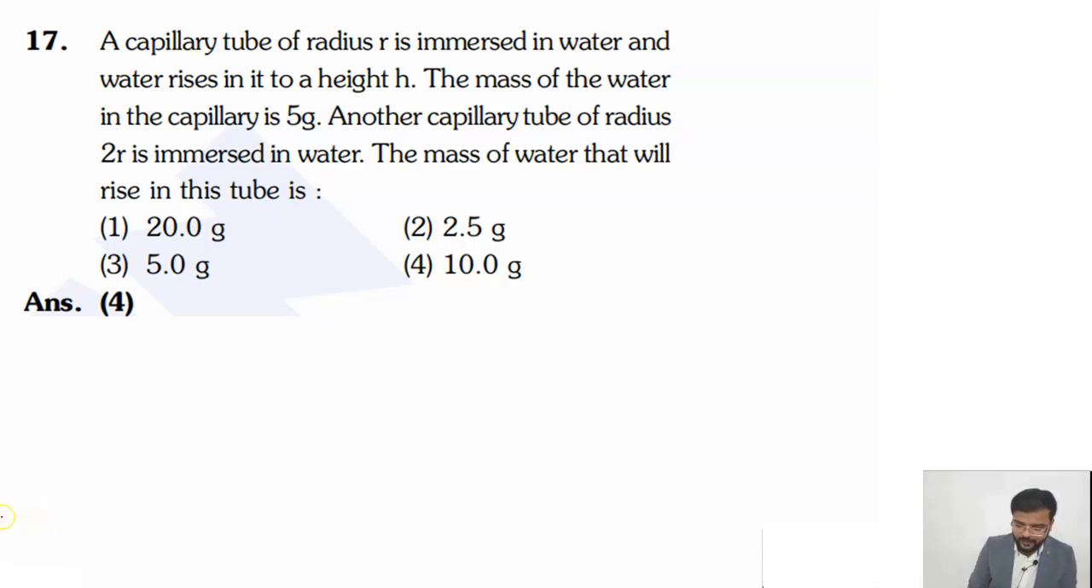So here we are having one capillary tube, and the radius of this capillary tube is r, and the water is rising in this capillary till h height. What we are doing here is replacing this tube with another tube whose radius is 2r. In the first capillary tube, the radius is r and the water rises till h height, and the mass of that water is 5 gram.